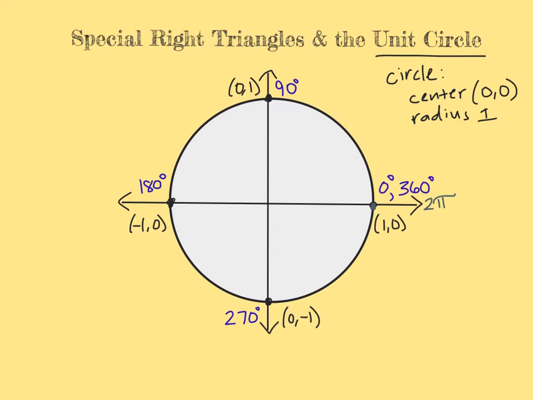Okay, so if all the way around the unit circle is 2 pi, that means halfway around the unit circle is 1 pi, or just pi. So 180 degrees is also pi. That means that halfway to pi, at 90 degrees, that's half of a pi, or pi over 2.